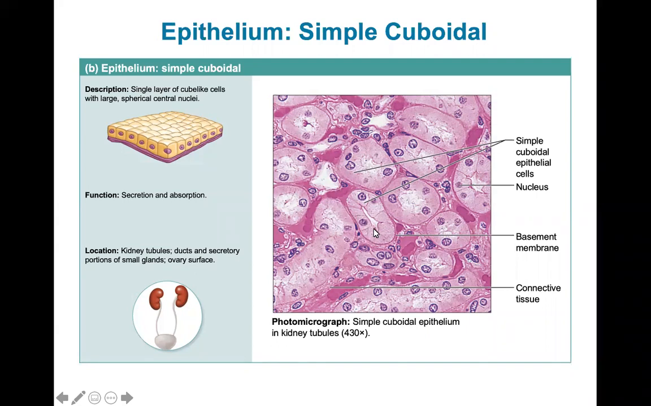Now I want to point something out here. This is a tubule. So this, where my arrow is going, this is the apical surface. The lumen of this tubule would all be lined by the apical surface. Here, this is going to be the underlying connective tissue between two tubules here. This is going to be the basal surface, okay?